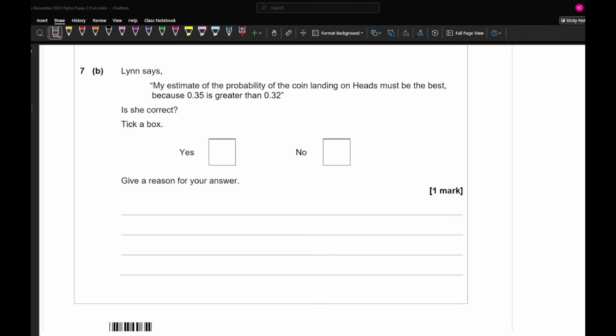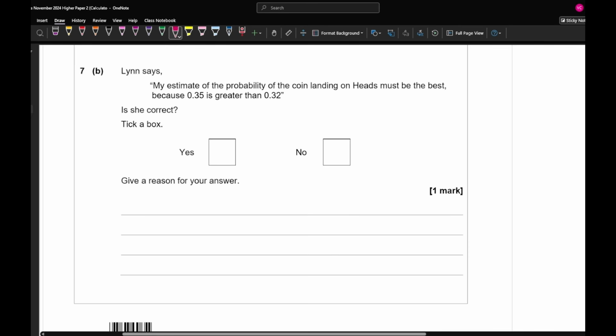Now moving on to question 7b, it says Lynn says my estimate of the probability of the coin landing on a head must be the best because 0.35 is greater than 0.32. Is she correct? Well, technically no, she is not, because when it comes to relative frequency, the more trials you have, the more accurate the probability, and that's exactly what you need to write.